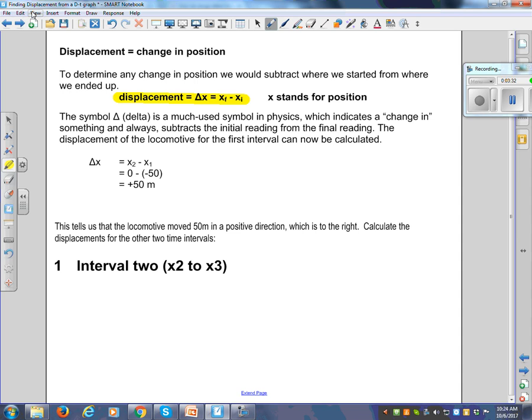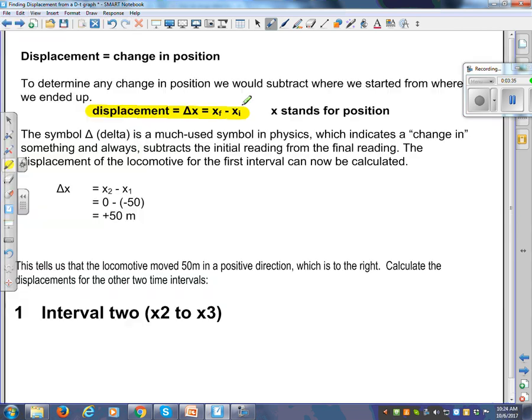I'm just going to zoom in there a bit so you can see it a little bit better. What does the xf stand for, do you think? Well, the x stands for position. What does the f part stand for? Final. Final position. xi would stand for initial position. So it's always final minus initial. Always. I only use always when it's absolutely always. The symbol delta is a much used symbol in physics which indicates a change in something and always subtracts the initial reading from the final.